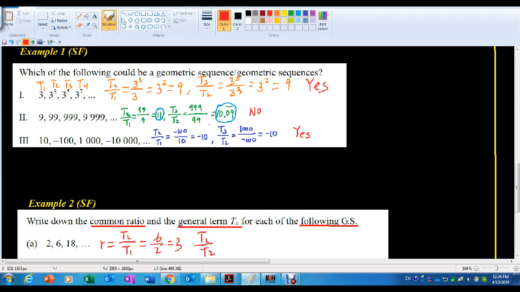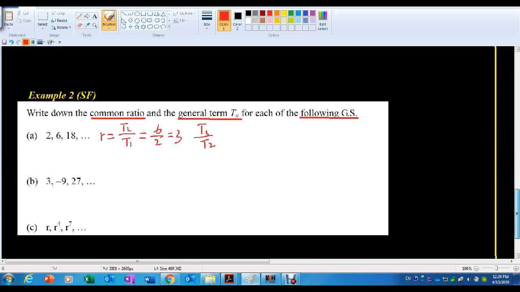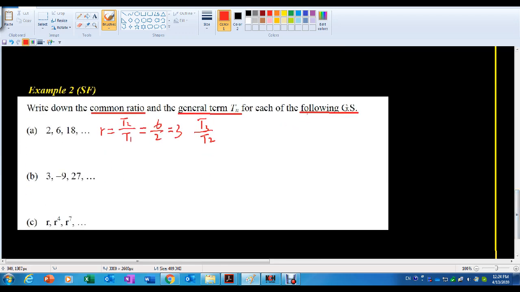In some cases, actually they are not equal, like in case 2. But for this example, as I've said, it's given that it is a geometric sequence already. So you don't need to do T3 over T2 because it should be 3 anyway. Okay, so you save that step. So the common ratio is 3.